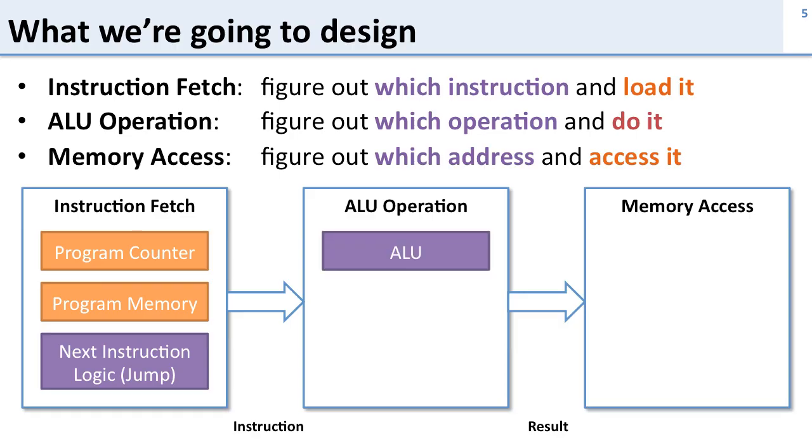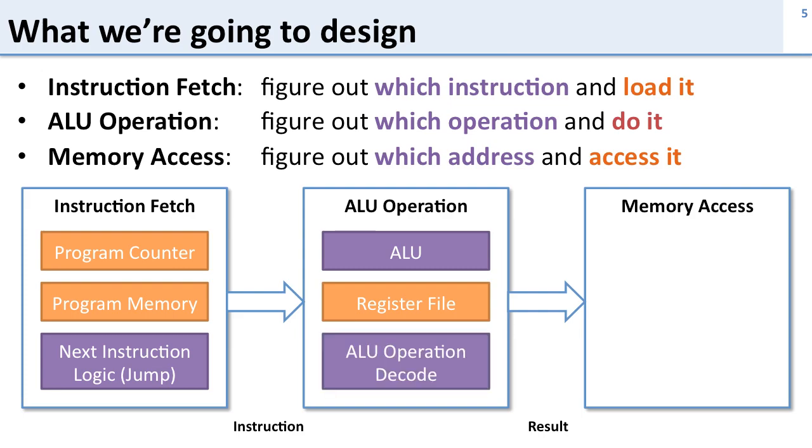So obviously we have the ALU itself. This is the part that's going to do the addition or the AND or the OR. And we have a register file. And remember, all of the operations in MIPS come out of the register file. So the ALU is going to use the register file to get its inputs. And then we have some operation decode logic. This is the logic which takes the instruction and figures out which ALU operation to do.